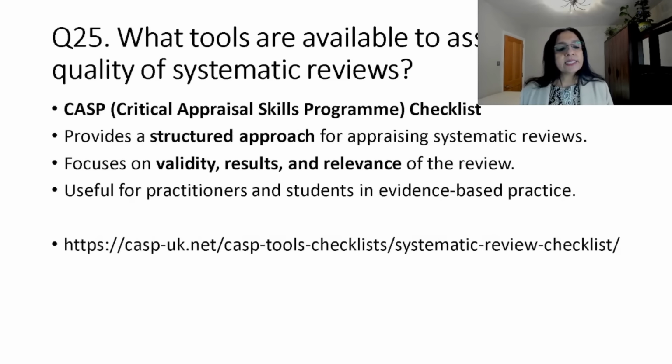The third tool is the CASP checklist. I mentioned CASP when we discussed quality appraisal tools for primary studies. There is also a CASP checklist to appraise systematic reviews, and it provides a structured approach for appraising systematic reviews. It focuses on the validity, results, and relevance of the review, and it is useful for practitioners and students in evidence-based practice. This tool is also available from the CASP website.